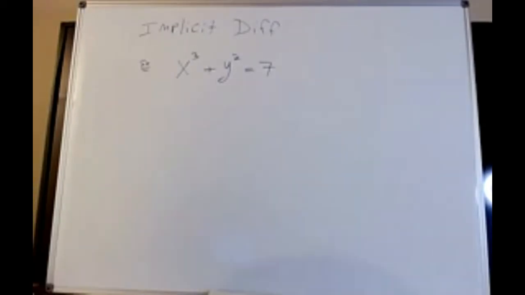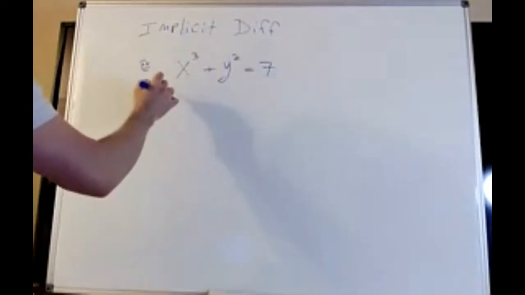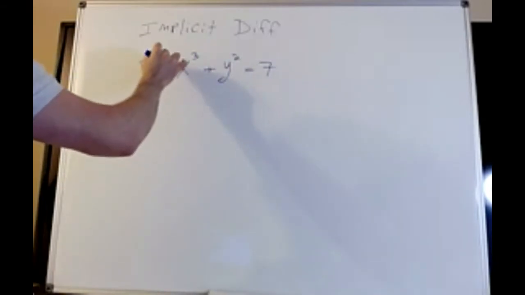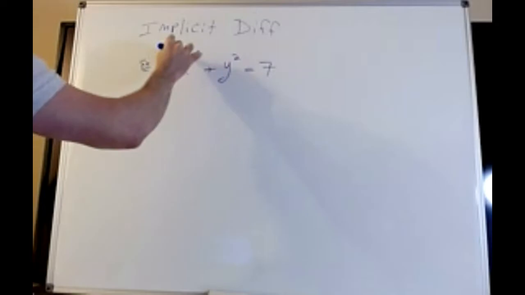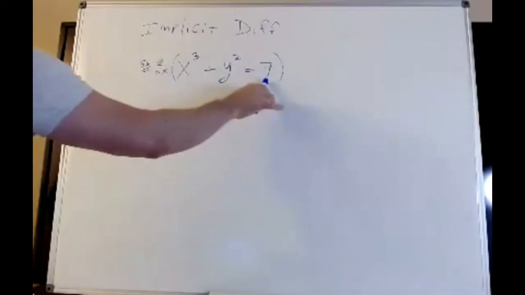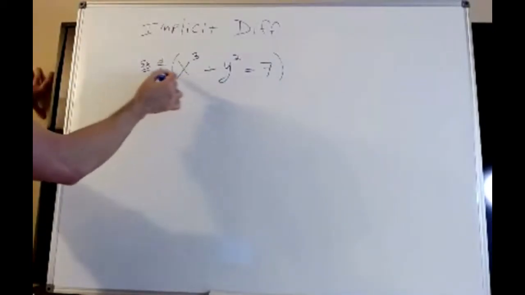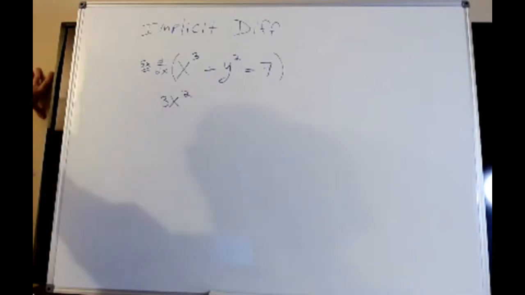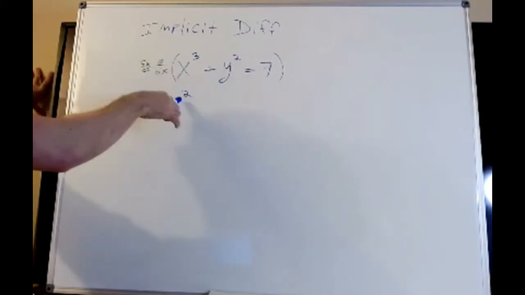Okay, so the first implicit differentiation problem, I'm going to take the derivative with respect to x of both sides of this. I'm going to put big, huge parentheses. I'm going to take the derivative one at a time of each term. The derivative of x to the third is 3x squared. That's easy. Power rule. Multiply by the power, subtract 1.